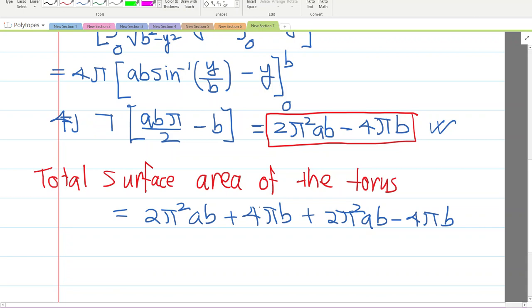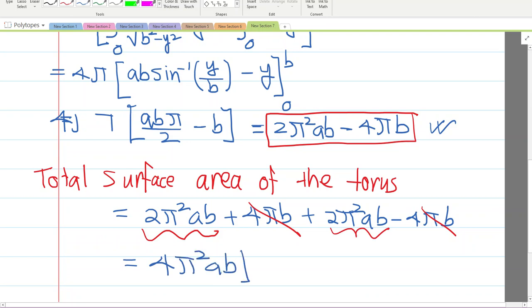Okay, so 4 pi B you can cancel out, and 2 pi square AB and 2 pi square AB are like terms, so add them up. So you get 4 pi square AB. That is the surface area of a torus with the radius A and the radius B.